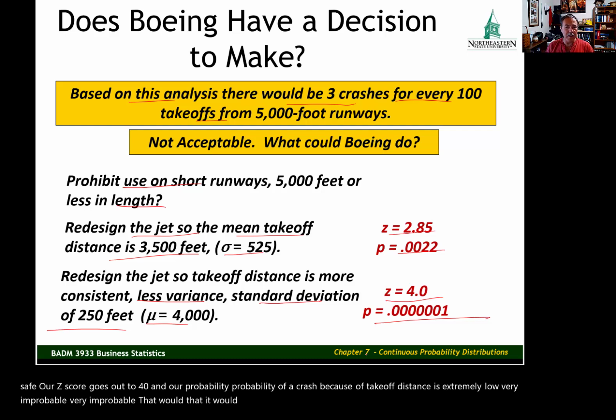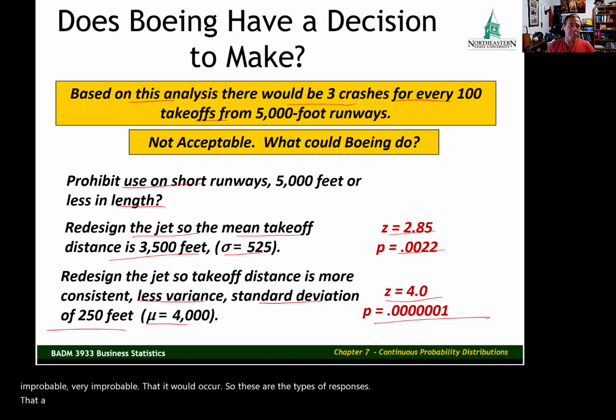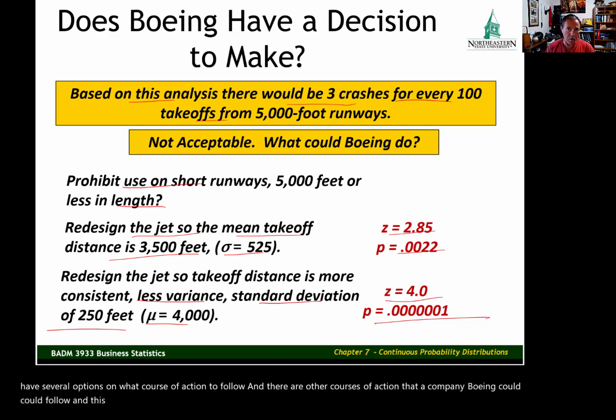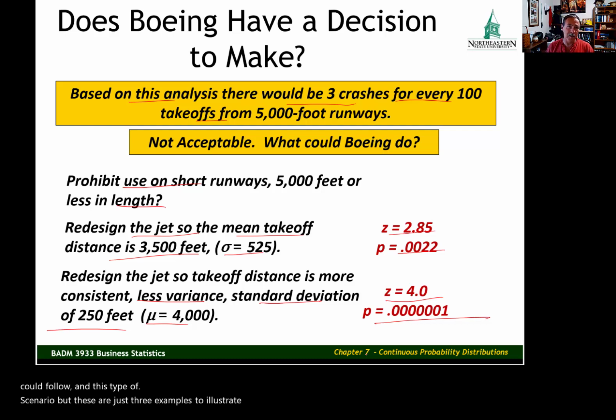So these are the types of responses that a company may make to their statistical analysis. They make the analysis, then they have a decision to make. Then they'll have several options on what course of action to follow. And there are other courses of action that a company like Boeing could follow in this type of scenario. But these are just 3 examples to illustrate the decision-making process that is the culmination of any kind of quantitative analysis.